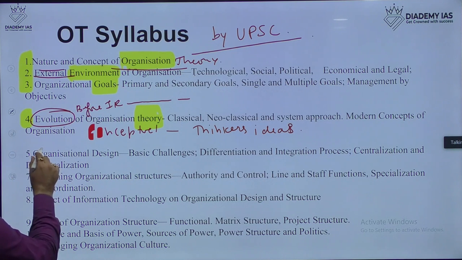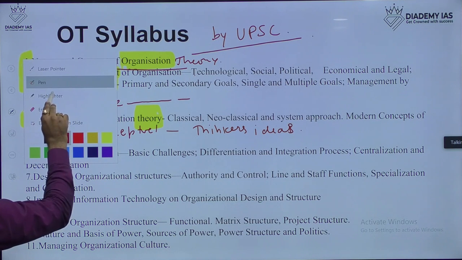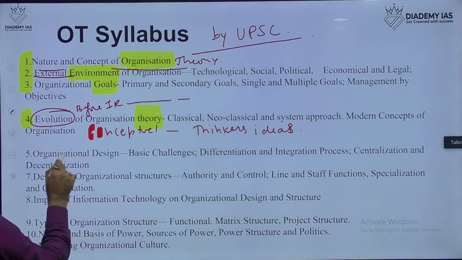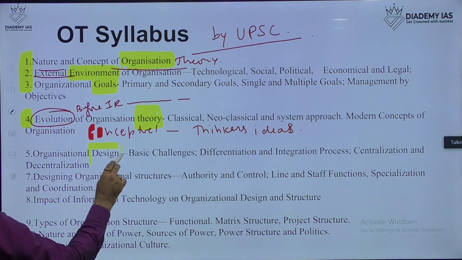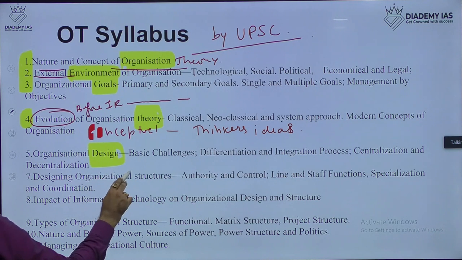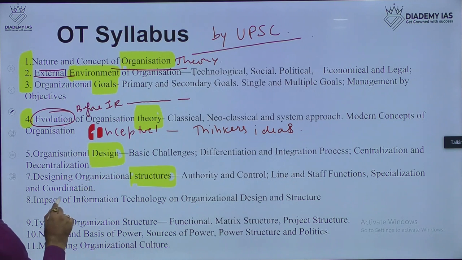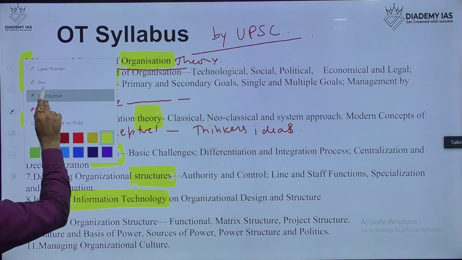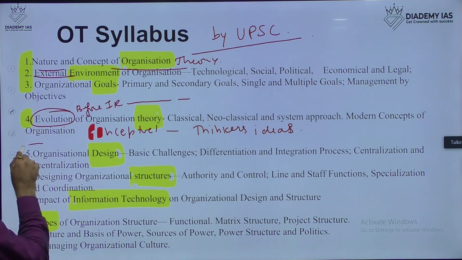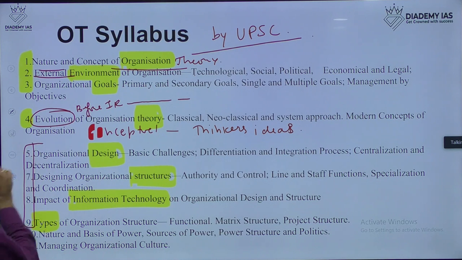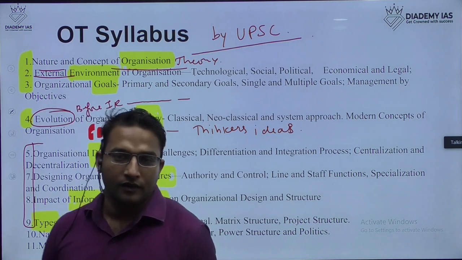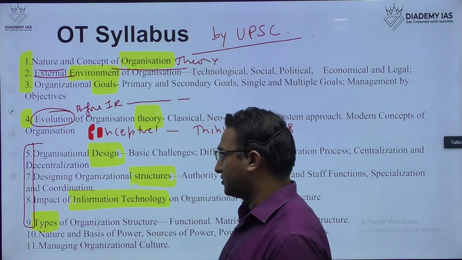Then comes the next important cluster, that is organizational design, organizational structures, and the impact of IT on the organizational design and structure, right? And even types of the organizational structure. This is the next cluster. So in this cluster, we have four chapters, four major topics, right? This is the third cluster, right?